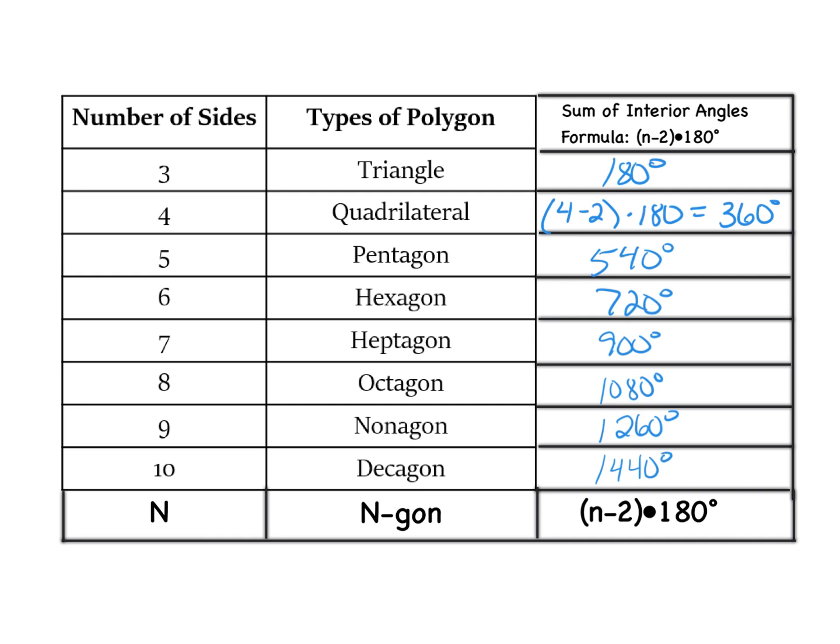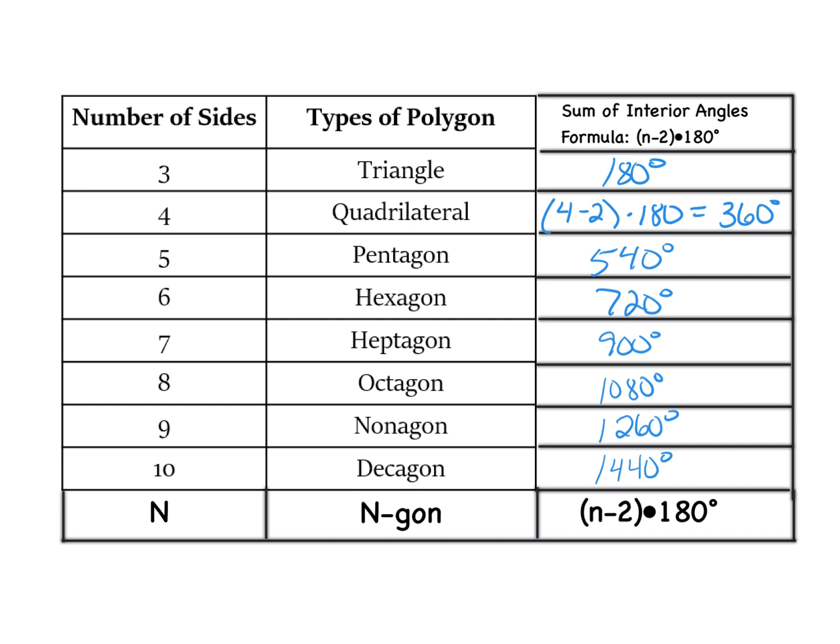All right, does anybody notice a pattern with each of these going down each one? So the pattern is each one adds by 180. 180 plus 180 is 360. 360 plus 180 is 540. 540 plus 180 is 720, and so on. Each one adds by 180. So that tells us on a polygon, every time it adds another side, it adds 180 degrees on the interior, the summation of the interior angles.